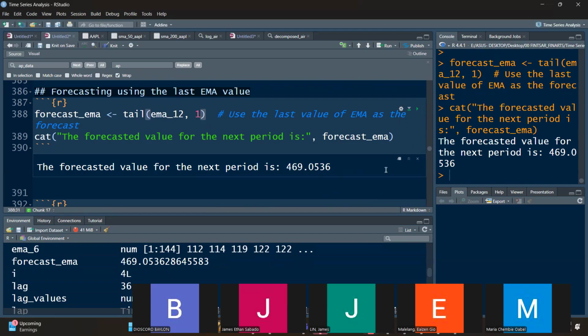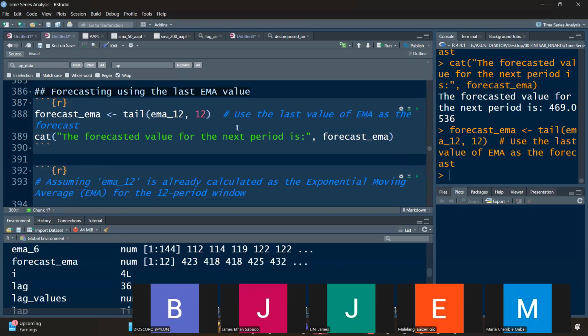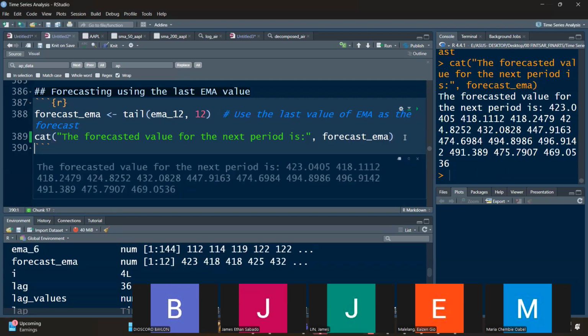Let me check if this syntax will work. I haven't checked this. No? So forecast EMA is the tail. So should it be 12? Let's see. Control Enter. All right, so it gives us the forecasted value for the next 12 periods. So using the EMA, you can plot.